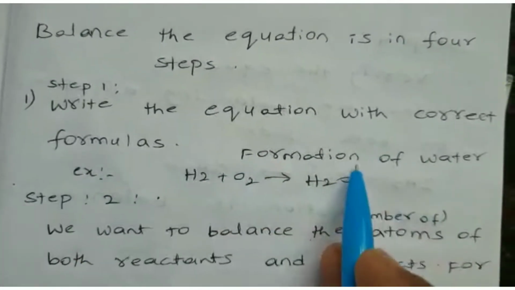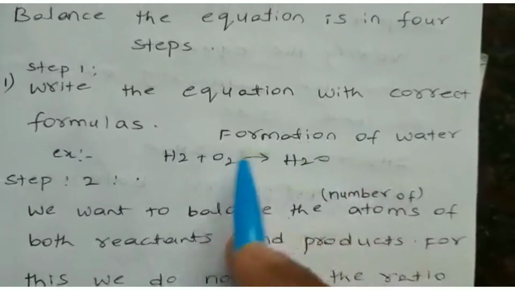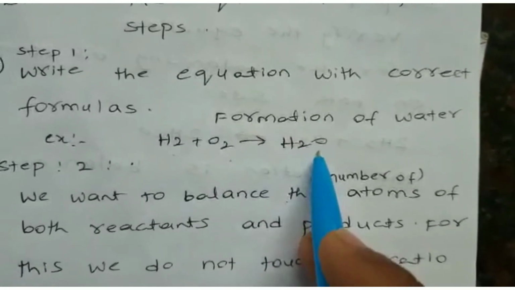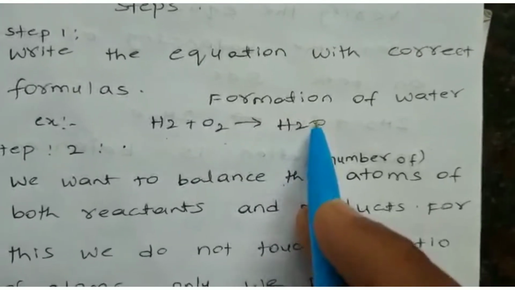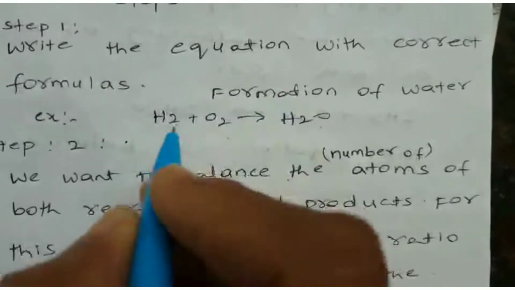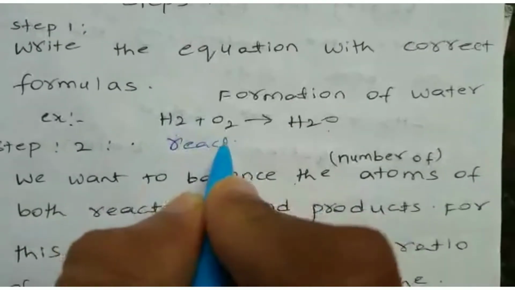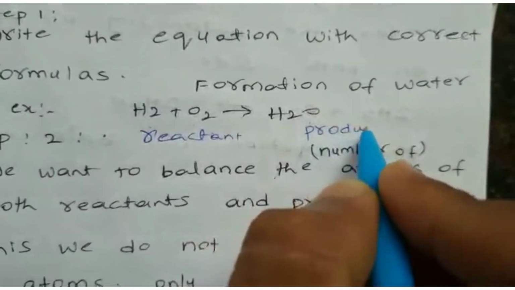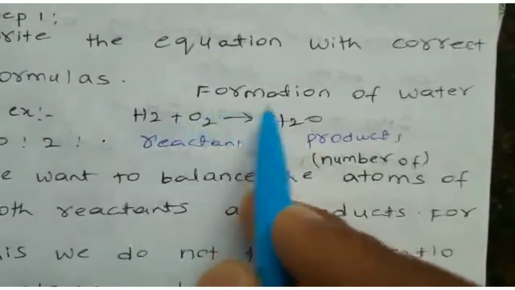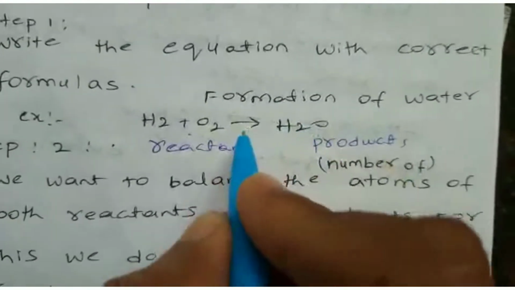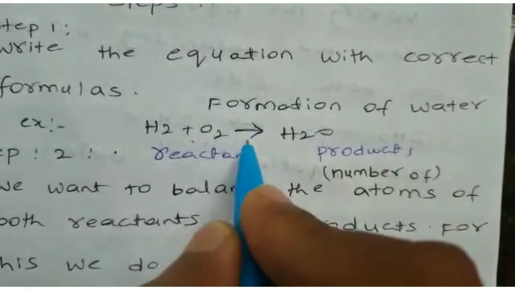Balancing the equation. First step, we will write the equation with correct formulas. Example, formation of water. How is it possible? Hydrogen gas and oxygen gas react, forming water. So we write the correct formulas, hydrogen and oxygen as reactants, and it forms water. This is called a product. So we write the correct formulas of reactants and products, separated with an arrow mark.